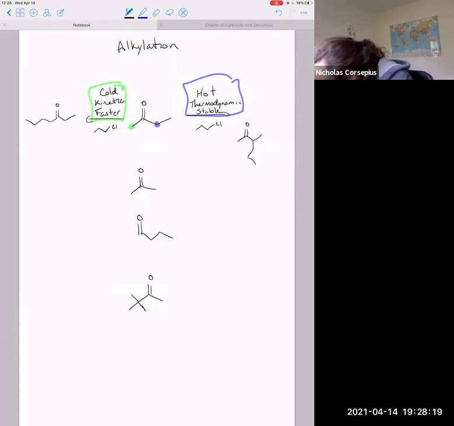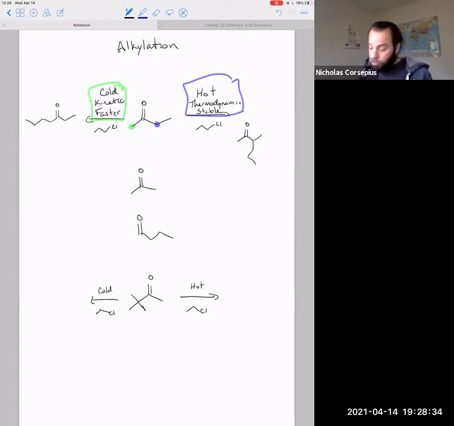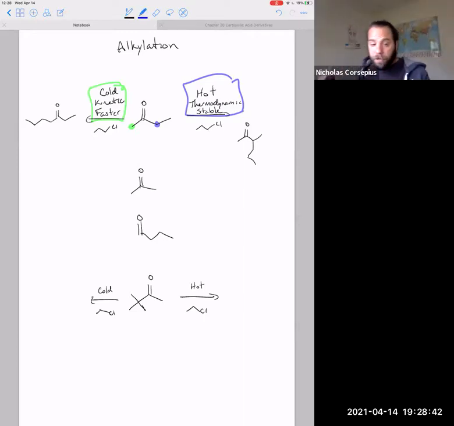What about this molecule here? What would we expect to happen if I tried to alkylate that at hot and cold temperatures? I say in cold, there's going to be no reaction because it's a tertiary. Would they just be the same because it has no other option? Exactly. So it's not that there's going to be no reaction. It's that it's always just going to be the same alpha carbon because it doesn't matter. There's no kinetic thermodynamic consideration. There's only one alpha carbon that has any hydrogens on it.